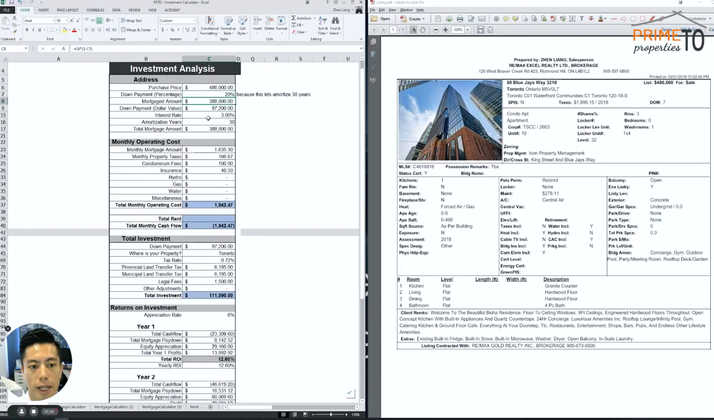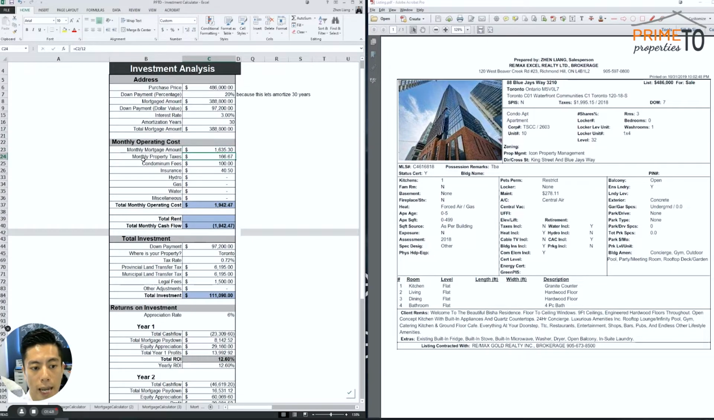So this will automatically calculate the mortgage amount and what the down payment is. I've been generally using 3% interest right now. I've been having a lot of clients get actually less than 3, but I'll just overestimate for a little bit. So you can see here, this automatically calculates what the total monthly mortgage payment is going to be.